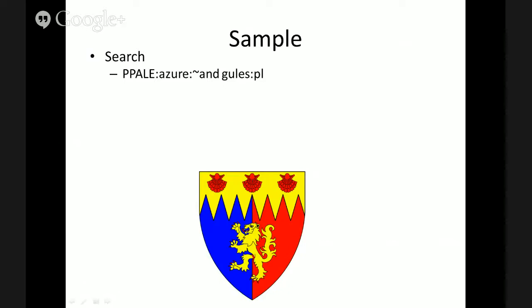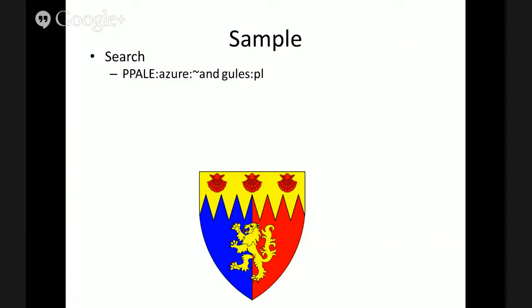Consider Checky, Azure and Gules. Is there a difference between Checky, Azure and Gules, and Gules and Azure? No. So they would be blazoned Azure, tilde, and Gules, because Azure comes before Gules alphabetically, even if the actual device was Checky, Gules, and Azure. All right, so that's our field.